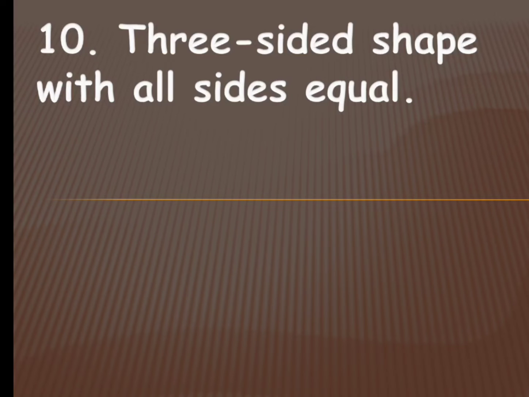Three-sided means it is a triangle. And all sides equal means it is an equilateral triangle. Children, here they said draw a three-sided shape with all sides equal. But they did not mention what length of side we have to take. That means you can take any length, but all three sides should be equal.